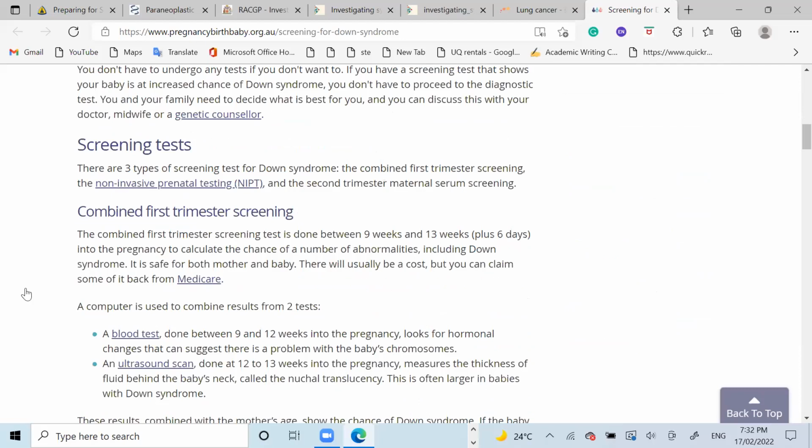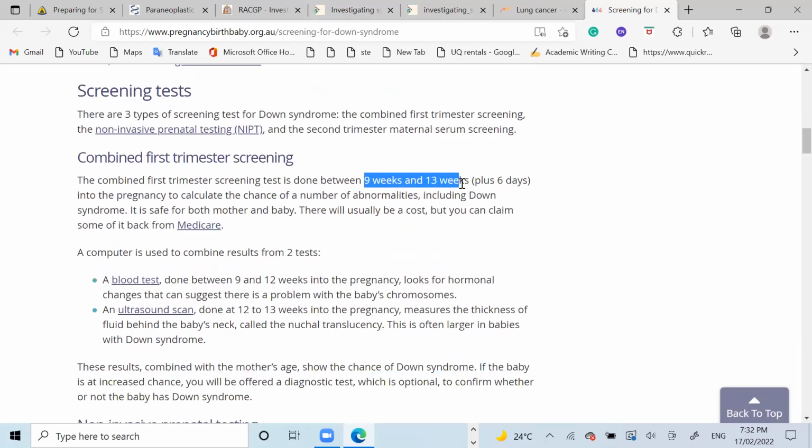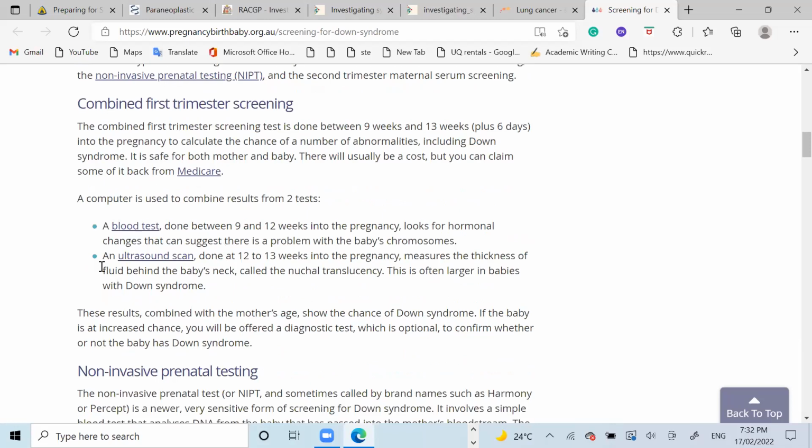So there are three types of screening tests we do for Down syndrome: the combined first trimester screening, the non-invasive prenatal testing, and the second trimester maternal serum screening. Combined first trimester screening is done between 9 weeks and 13 weeks. You have to remember the time period of it, all right? It is near the end of the first trimester. Just remember like this, all right?